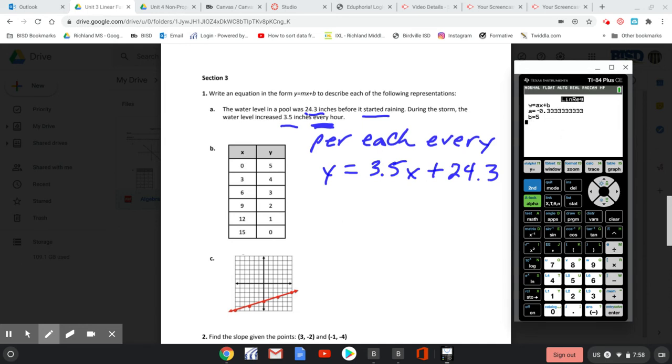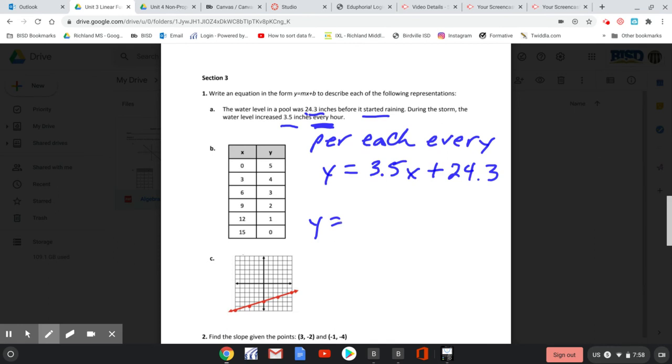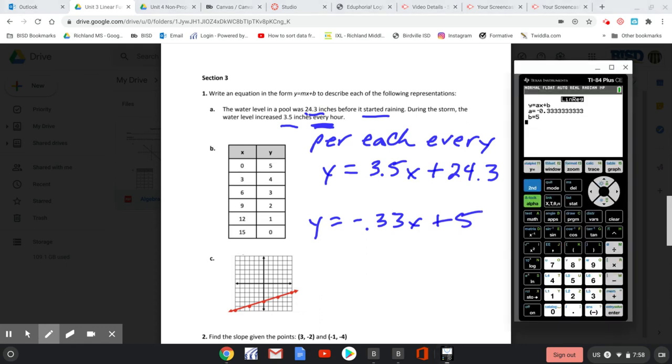And my equation is slope equals -0.33, and it keeps going. And b, our y-intercept, is 5. So we know for this table, it is y equals negative 0.33 x plus 5. Was it plus 5? Yeah.